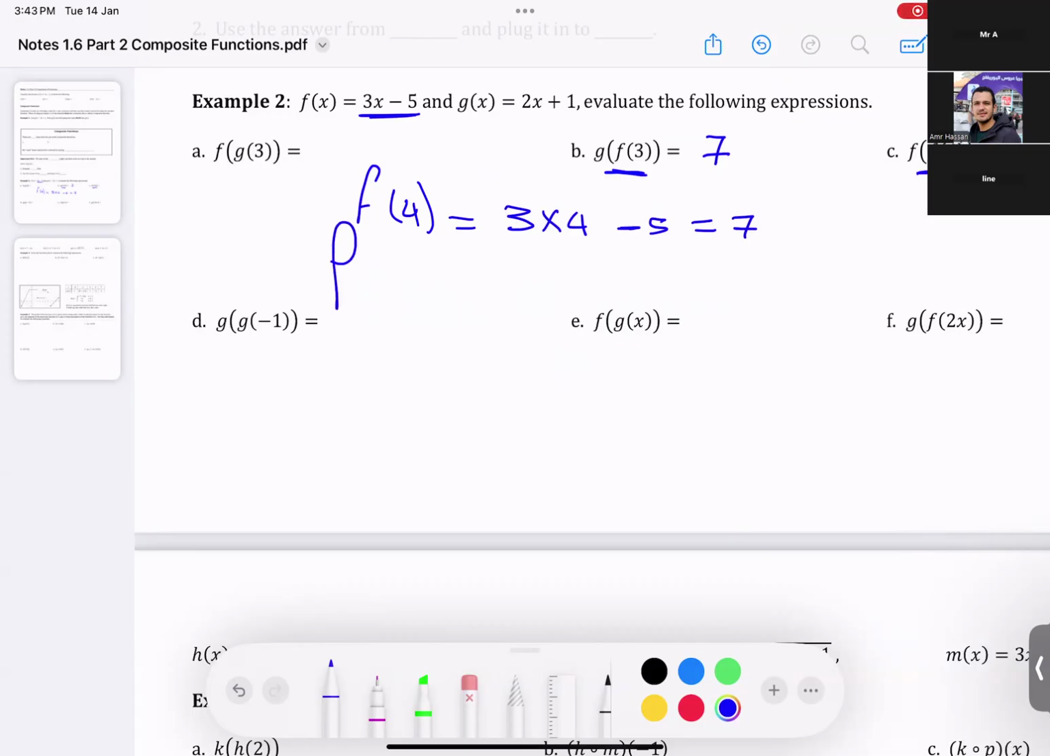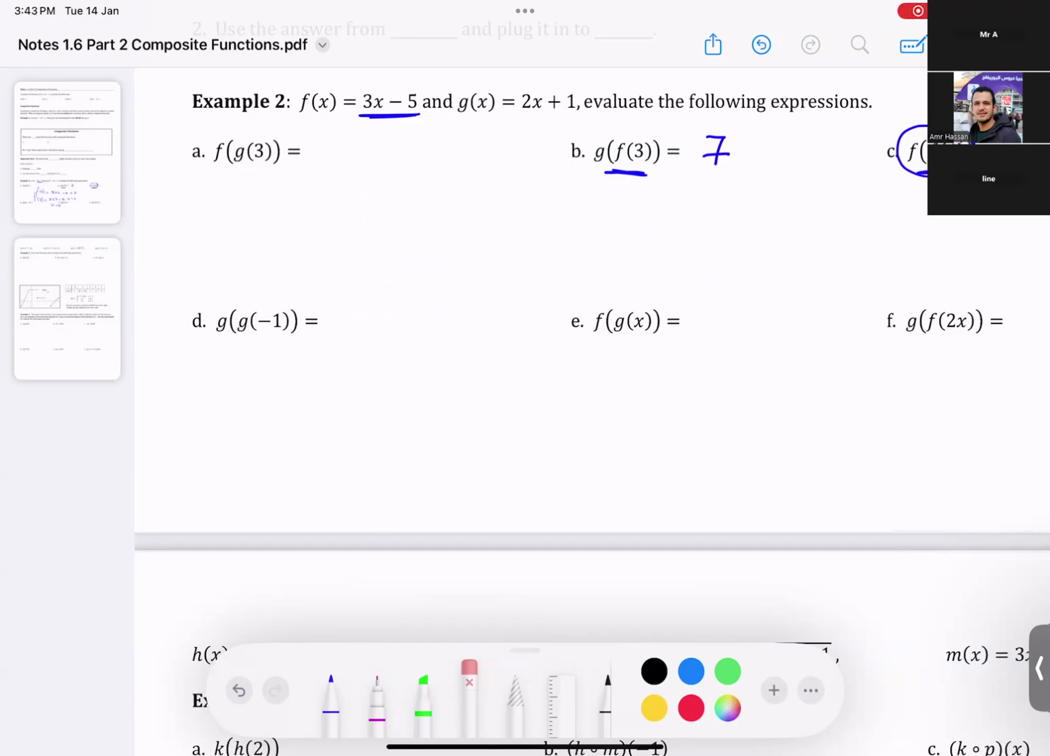7 must be the new element. So let me write f of 7, right? Because I've been asked to find out f of f of 4, I need to find out f of 4 first. But when we try to find out what is f of 4, we ended up with 7. So it makes sense. I need to start with it. So it's going to be f of 7, which is 3 times 7 minus 5. So it looks like 21 minus 5. So this one's going to be 16, right? Okay.